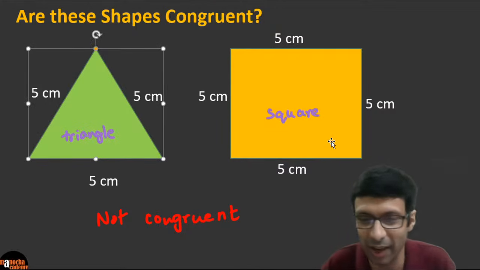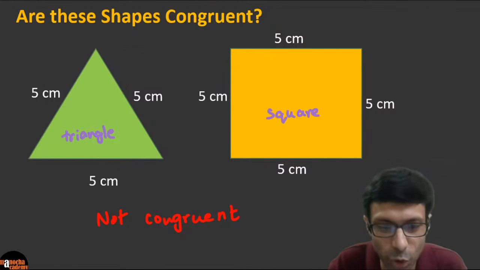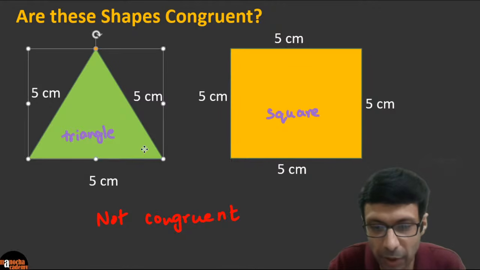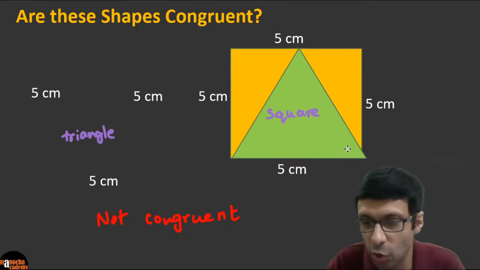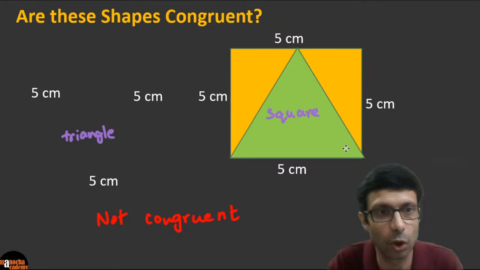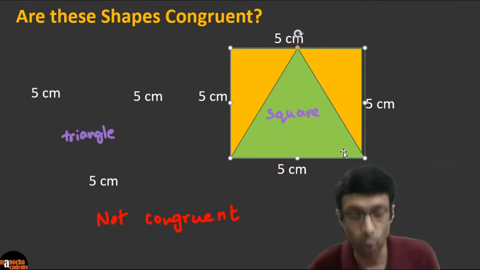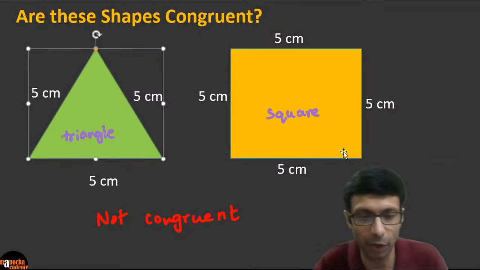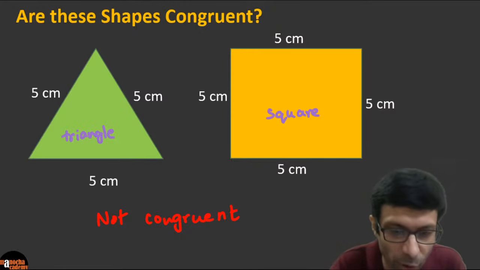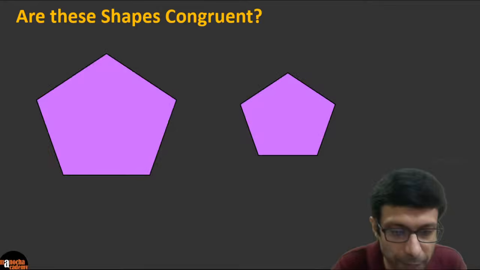So let's put back the triangle there. So guys, did you see that? Once more to show you that effect. So if we pick up this triangle and I put it on the square, it is not hiding the square completely. So excellent guys. These two shapes are not congruent, even though their sides are equal. Very good. Let's take a look at the next question.